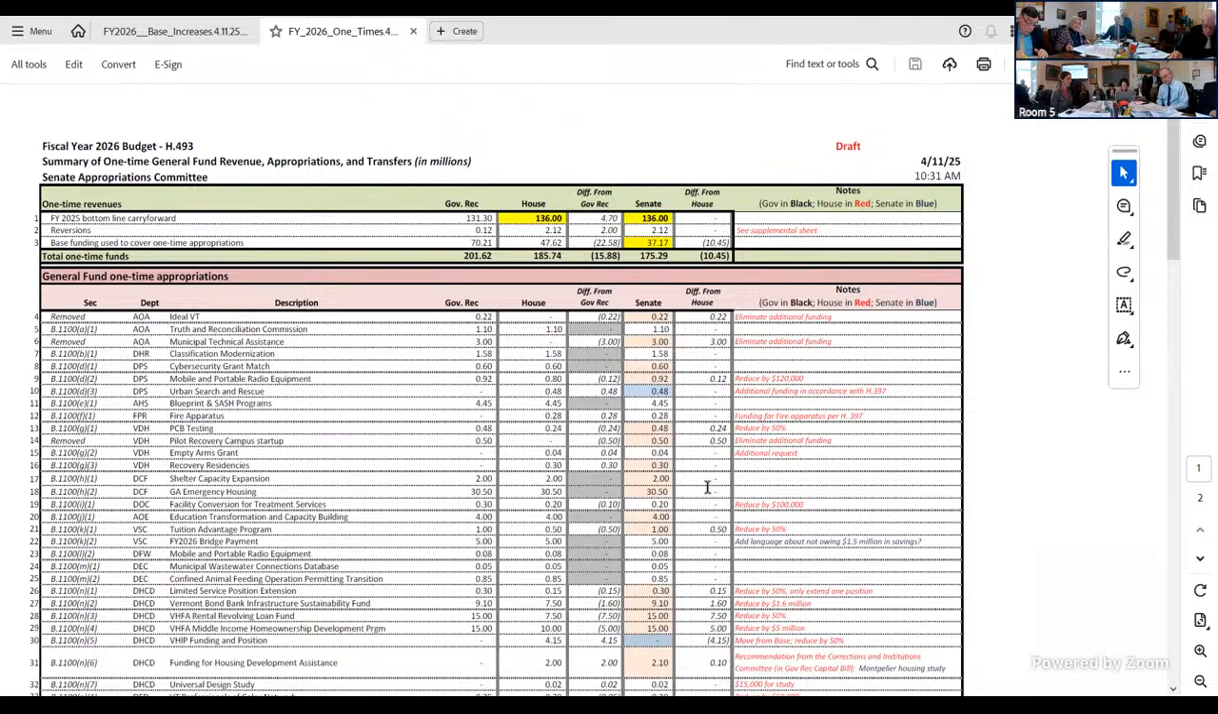So maybe for the sake of time, I won't go through everything line by line, because I think I'm pretty familiar with most of these things. I'll flag the ones that I think are important. Do the colors mean anything? What do the colors mean?